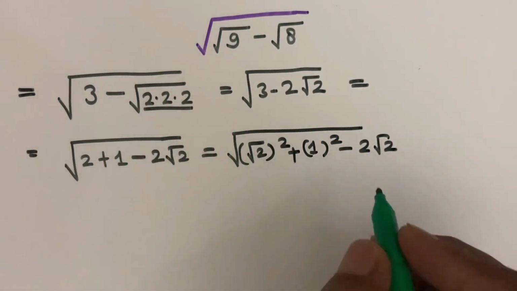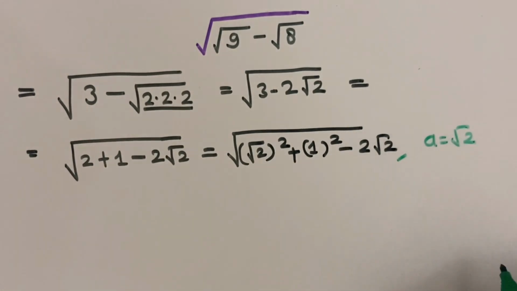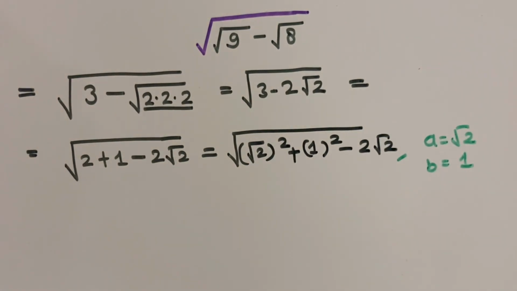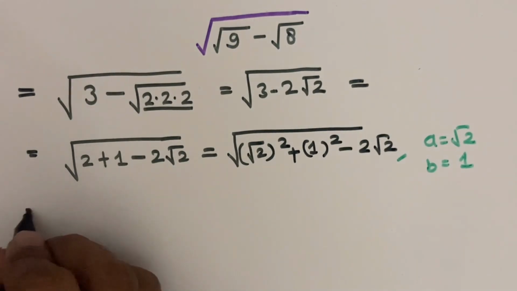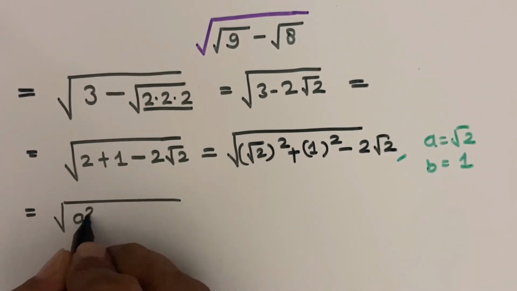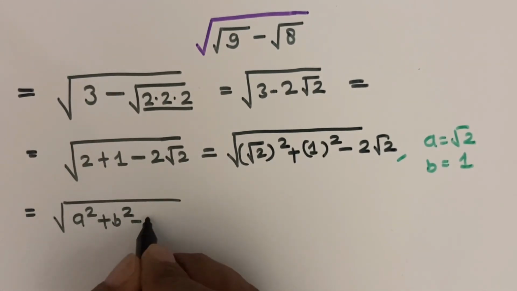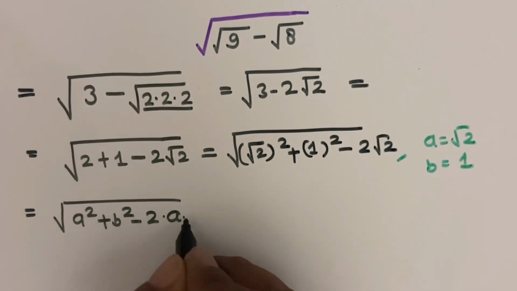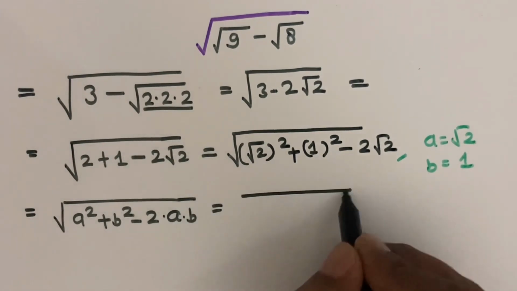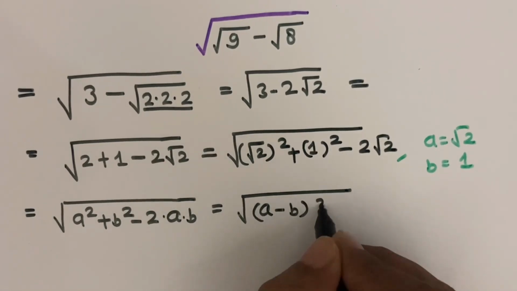Now let's assume a equals square root of 2 and b equals 1. So this can be simplified to square root of a square plus b square minus 2 multiply a multiply b. So this is now in the form of a minus b whole square.